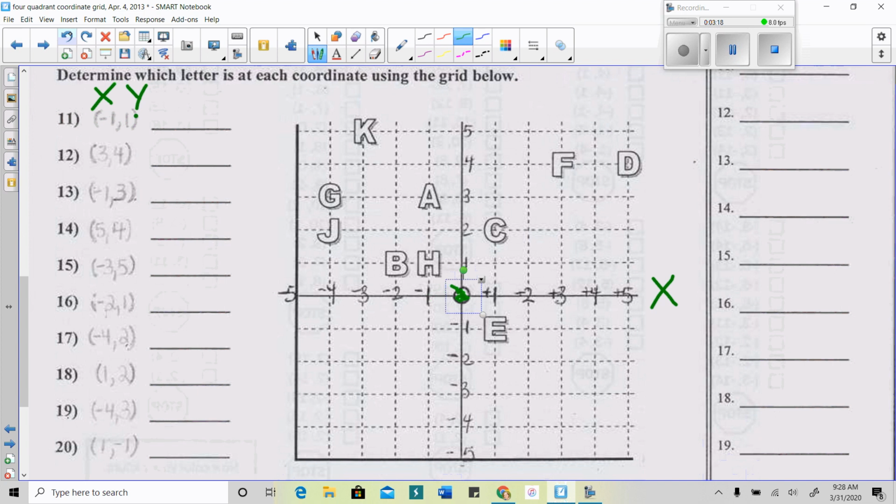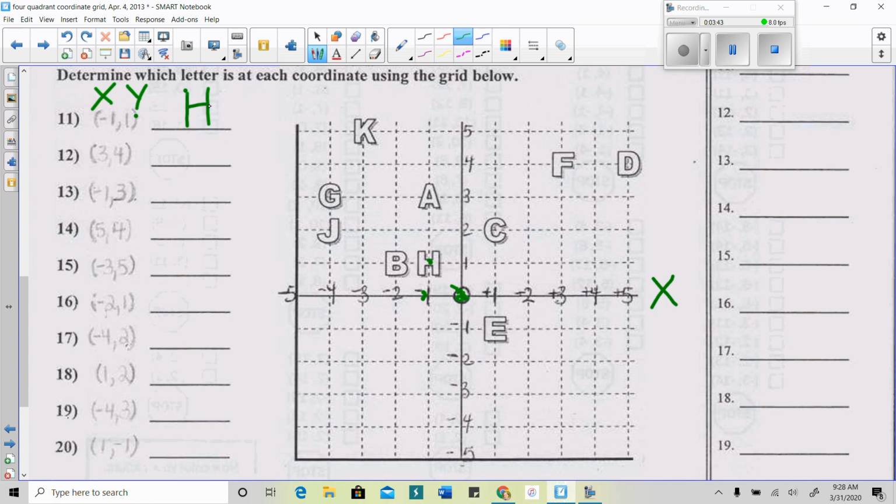Okay, so I'm at -1, so my pencil is sitting on -1. And now I need to go to 1 or +1 because it doesn't have a sign. So +1 means I should go up, so I would get the letter H. That's where I would land. So for the rest of these that you see here, you may want to pause it and then check and see if you did it right.